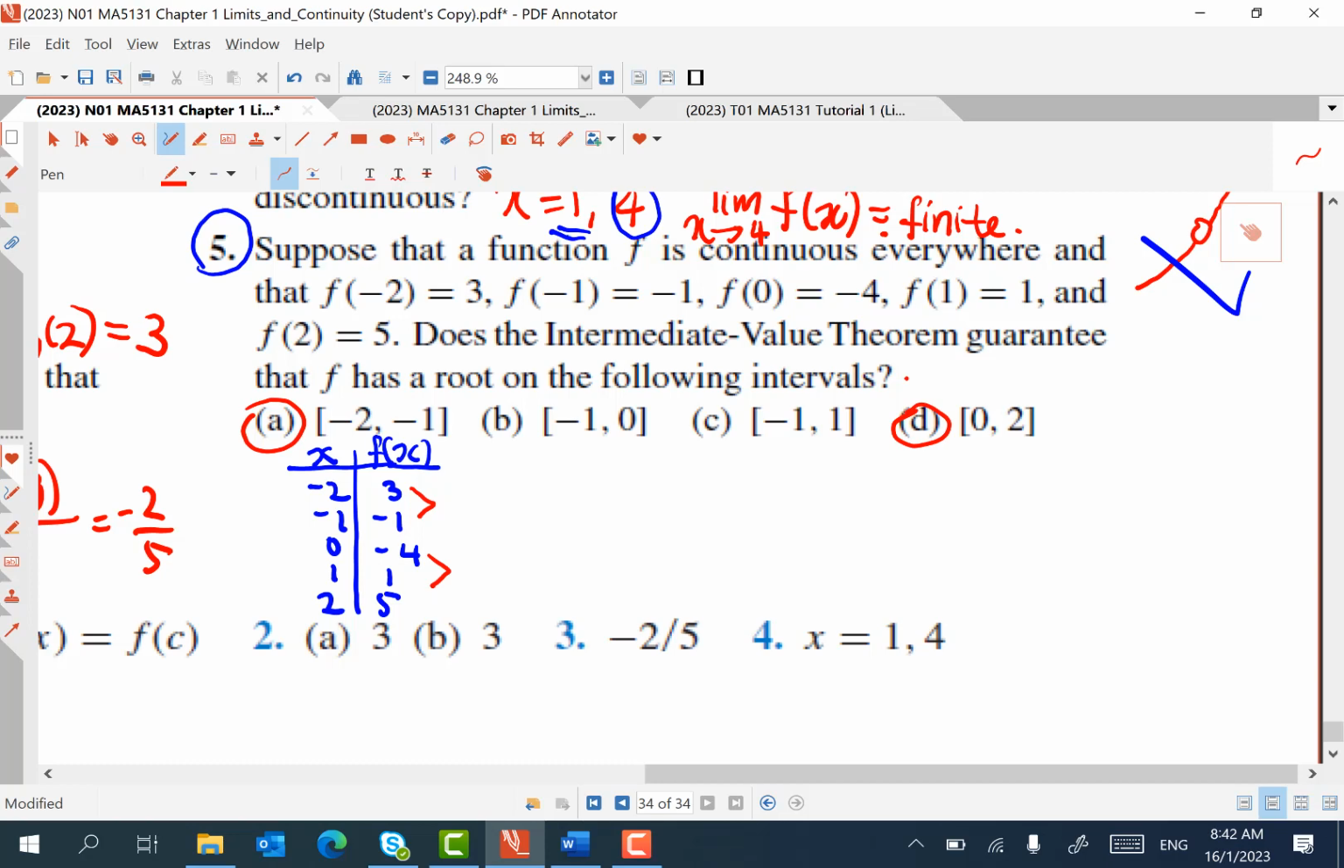Right, so these are the two intervals for which the function f has at least one root. It guarantees you at least one. It can be more. We do not know. Right? Yes. Okay.